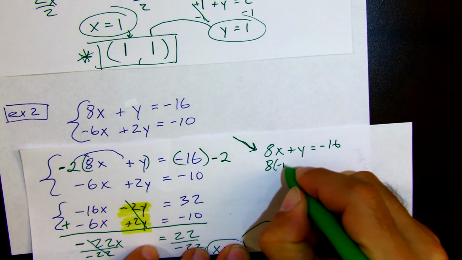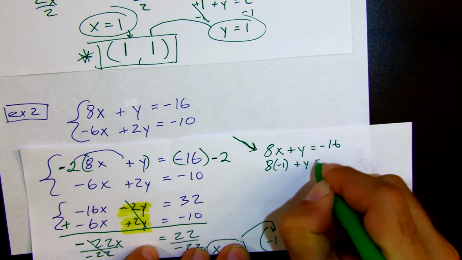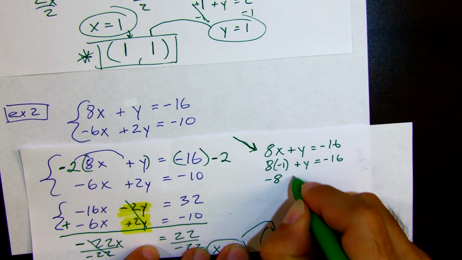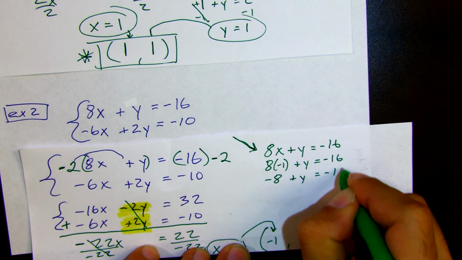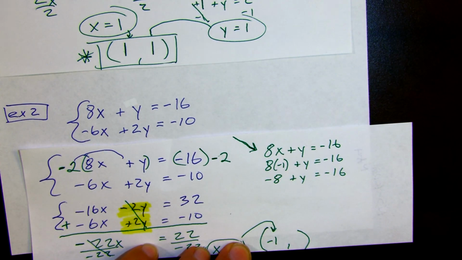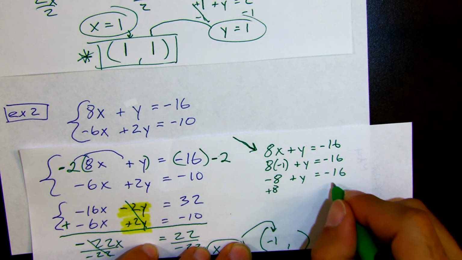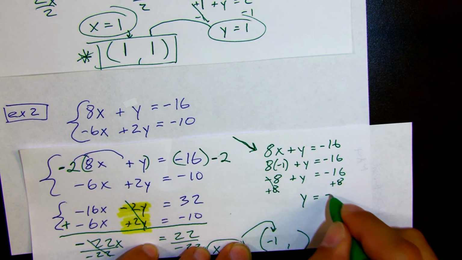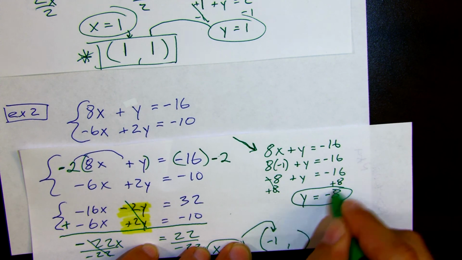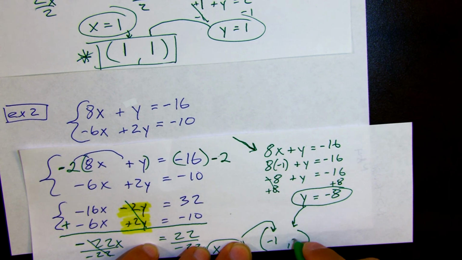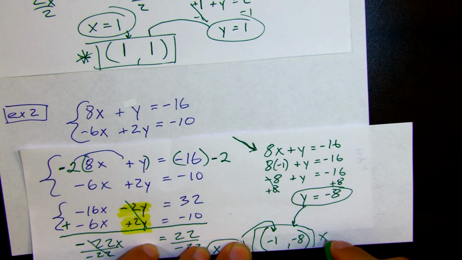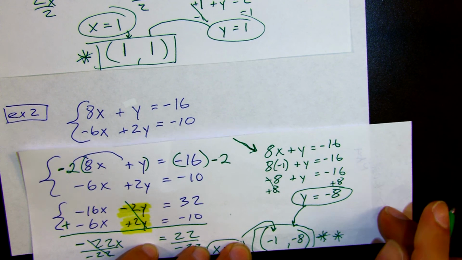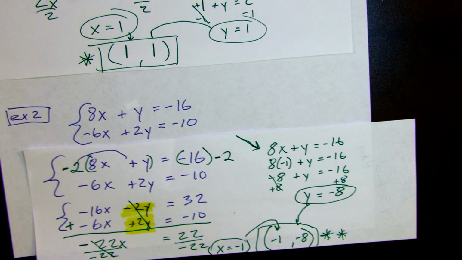So we're going to plug in -1. We get -8 plus y is equal to negative 16. Let's do our last step here. We're going to add 8. We're going to add 8. Y is equal to -8. All right, you got to put that in there. This is the answer. With systems, you need your answer to have x and have y.